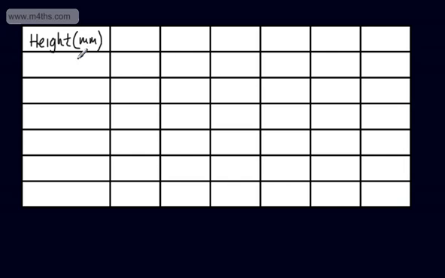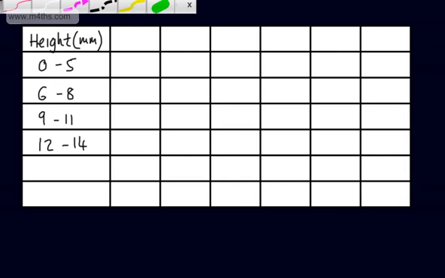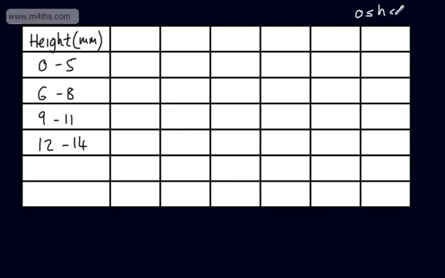So let's look at some classes. We might have 0 to 5, then 6 to 8, let's say 9 to 11, and then let's say 12 to 14. Let's first consider what we call the class boundaries. This one will go up to 5.5. It will exclude the value of 5.5 and be a strict inequality. If you like, what we can say is that the height is going to be greater or equal to 0, yet in turn less than 5.5.